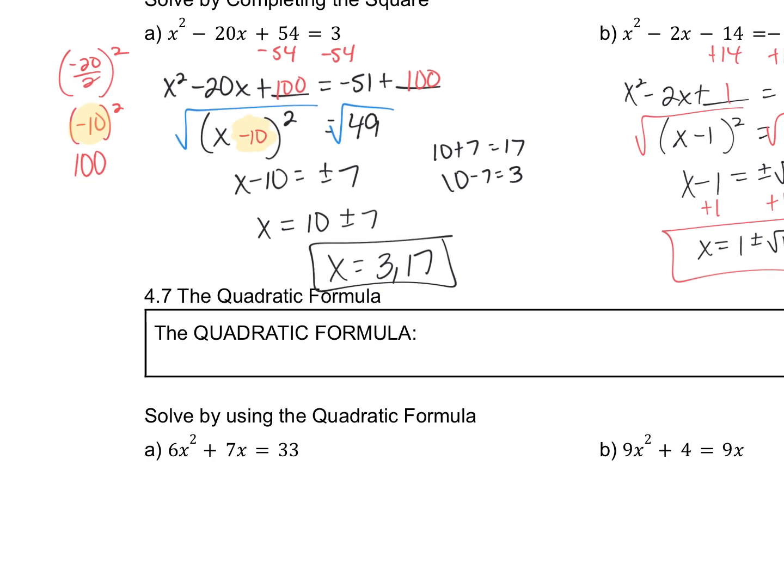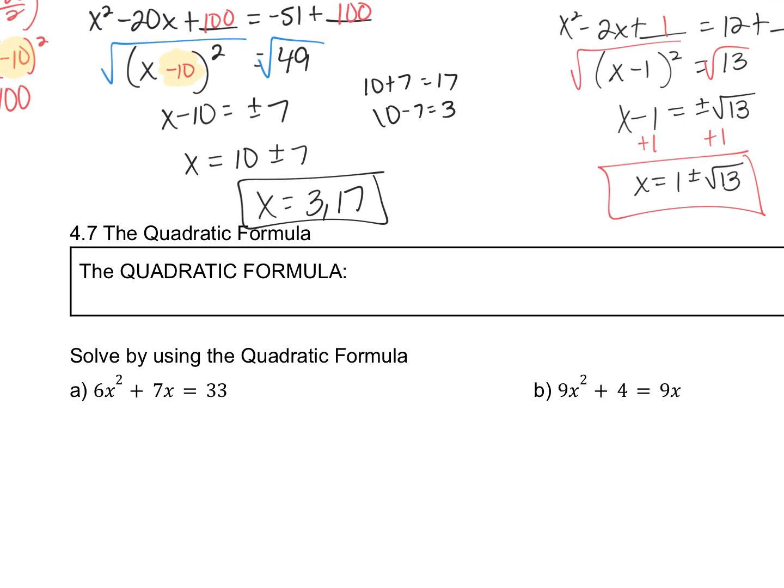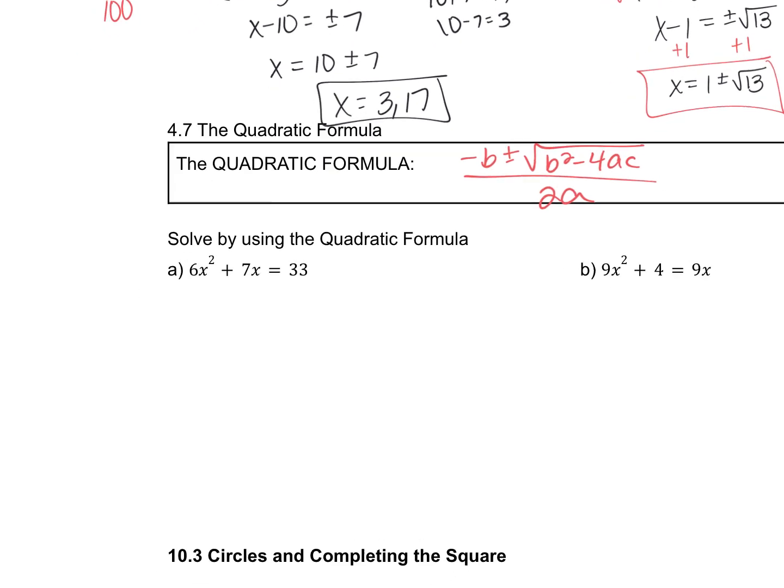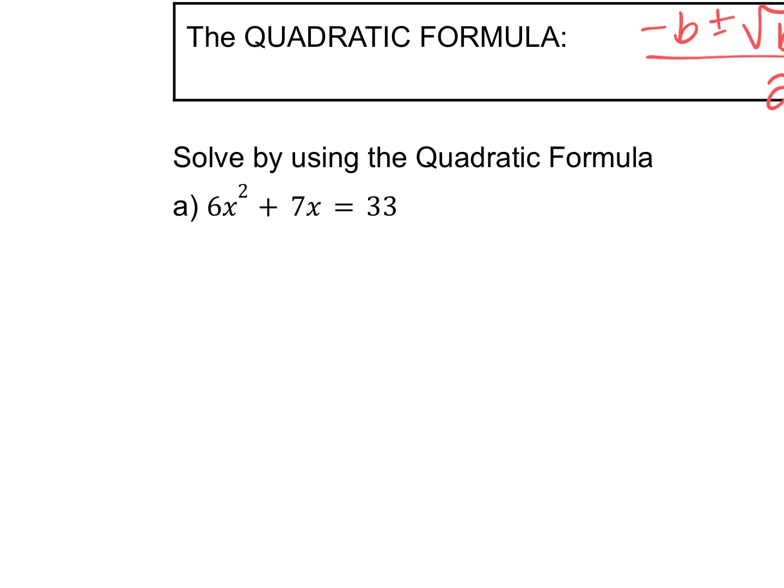Okay. Next problem, the quadratic formula. So it is x equals negative b plus or minus the square root of b squared minus 4ac all over 2a. Yep, I just went there. Okay, so use the quadratic formula. First thing we need to do on this one is we need to get a 0 on one side. So I now have 6x squared plus 7x minus 33 equals 0.